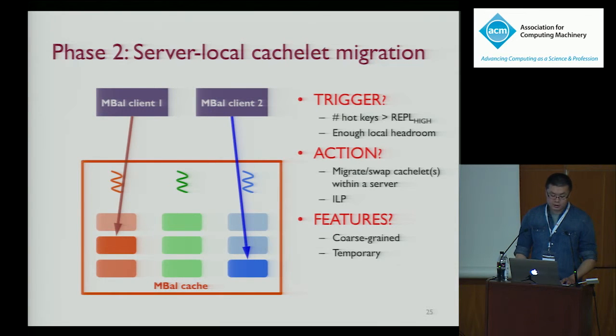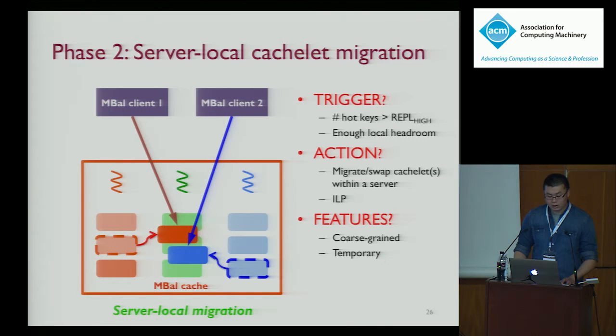The second phase is server-local cachelet migration, where one or more cachelets can be migrated across different worker threads within the same server. In this example, as you can see, the orange cachelet is to be migrated from this orange worker thread to this green one in the middle. This phase is triggered when the hotspots are expanding and there is enough local headroom for absorbing the load from the overloaded local worker thread in the same server.